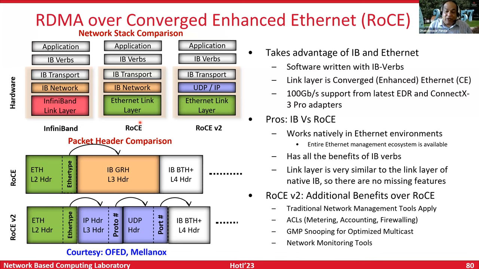So from Mellanox, NVIDIA, or any of these vendors, you can get multiple adapters. It could be RoCE V1, and then gradually they moved to RoCE V2. RoCE V2 introduced UDP/IP at the network layer, so that you can provide ACLs like metering, accounting, firewalling, IGMP snooping, all those kinds of things. So you can actually buy the RoCE adapter from them.